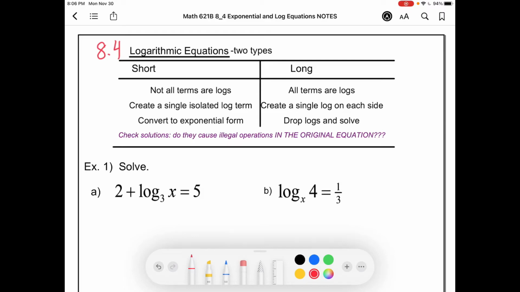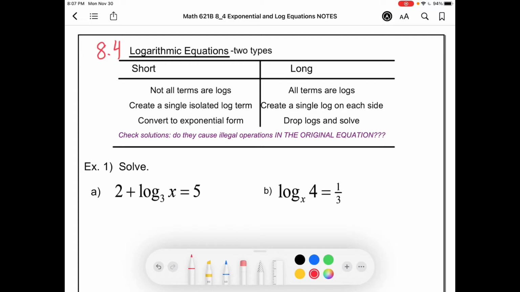Hi folks, today we're going to look at logarithmic equations, and these are equations that have logs in them already. Whereas yesterday when we dealt with exponential equations, there were equations that had exponentials, or x in the exponent, and we used logs to solve them. Logarithmic equations already have logs in them.